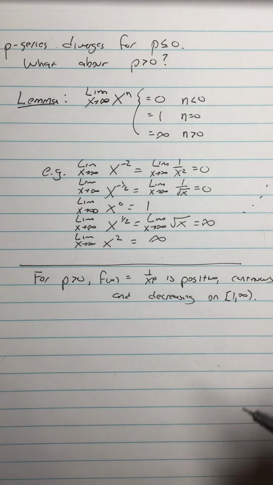All right. So since we can come up with this function, we can use the integral test. The integral test applies because we've met the fairly rigorous criteria for the integral test: no matter what the p is, as long as p is greater than 0, the function we get is positive, continuous, and decreasing on 1 to infinity. Therefore, we can use the integral test.